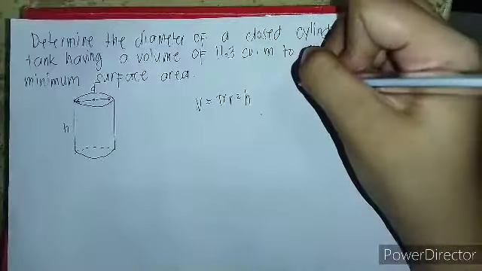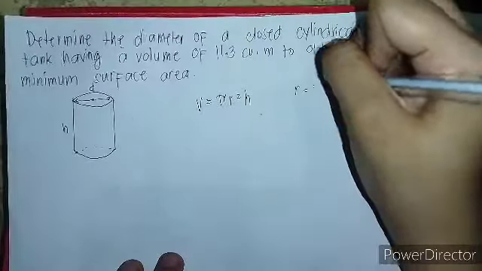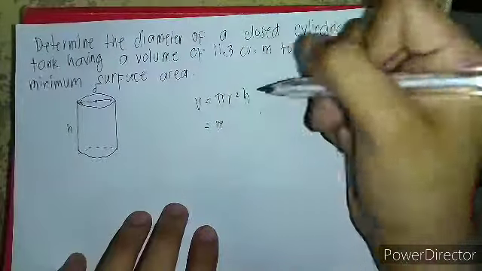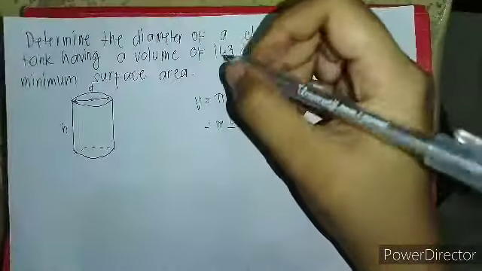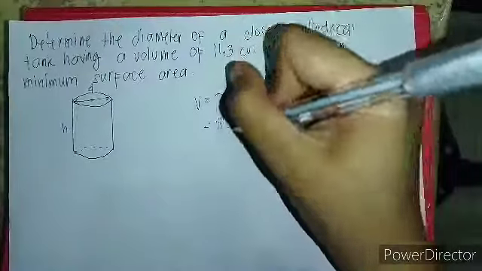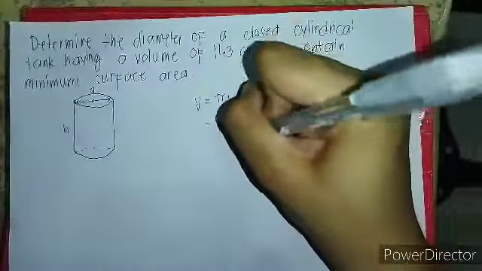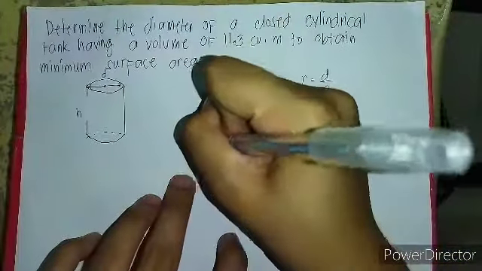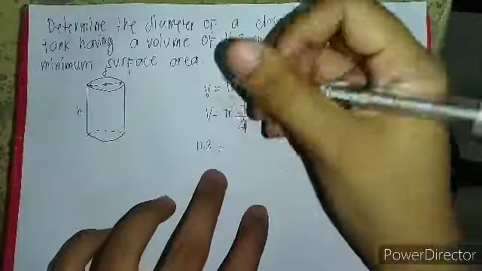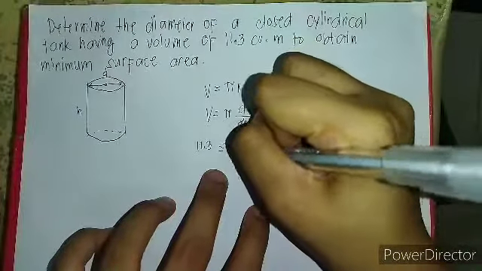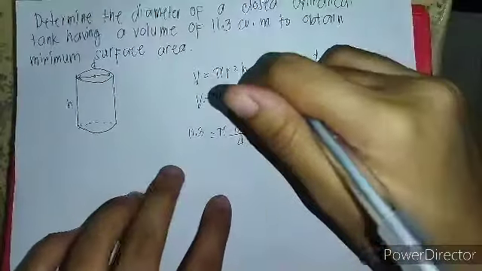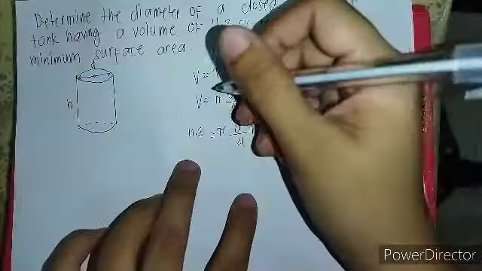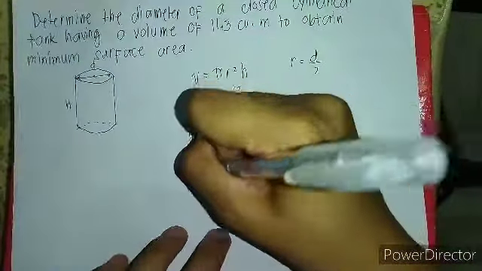we note that r is equal to d over 2. So we have now the new formula for the volume, and we are given a volume of 11.3 cubic meter. So we have to transpose using basic algebra to get the formula for our h.